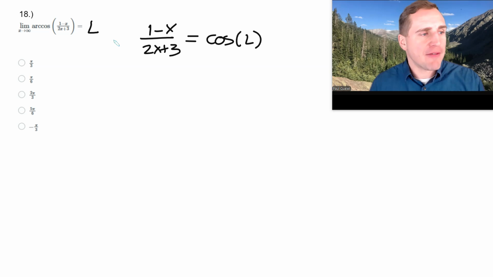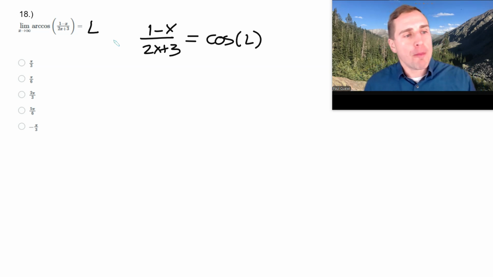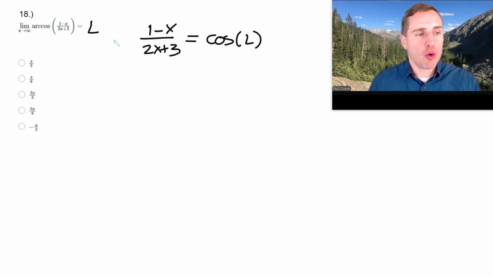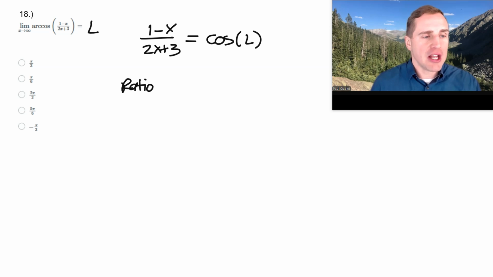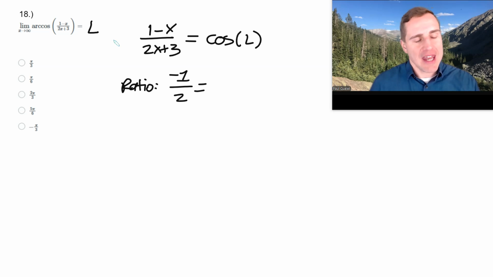And remember, we still have x approaching infinity. With x approaching infinity, the powers that are largest, x to the power 1, are matching top and bottom. In other words, the order of the numerator is linear. The order of the denominator is also linear. So we should just be able to take the ratio of the leading coefficients. That's going to be negative 1 over 2. So that's negative 1/2 equals the cosine of L.